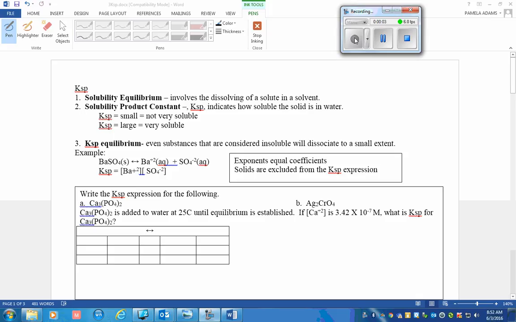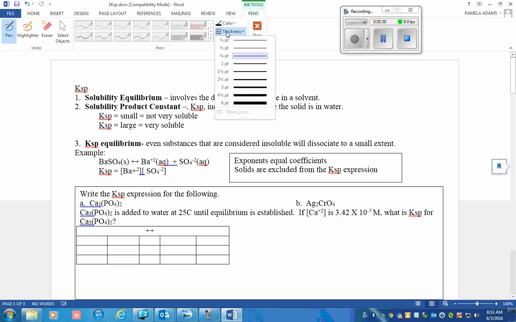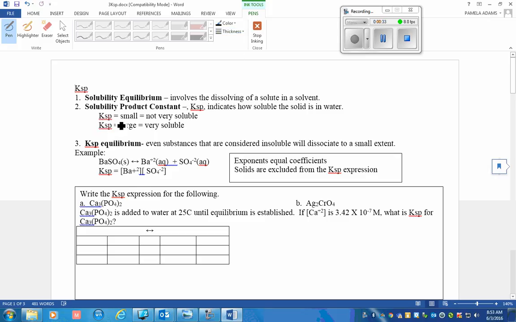We finally come to the end of equilibrium when we discuss KSP. KSP is an equilibrium expression that helps us understand the dissolving of a solute in a solvent. KSP stands for the solubility product constant. It indicates how soluble a solid, generally an ionic compound, is in water. All right. If a KSP value is very small, that means that it's not very soluble. If it's very large, it is soluble.